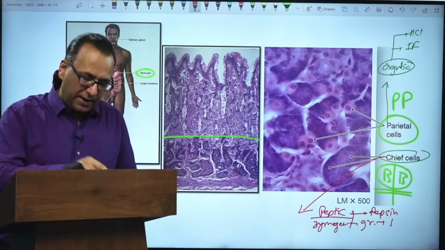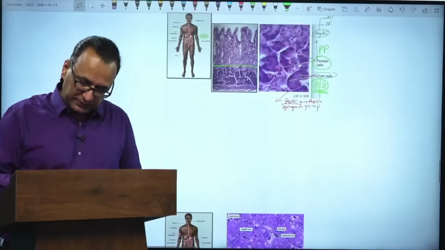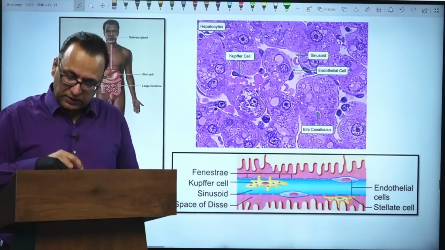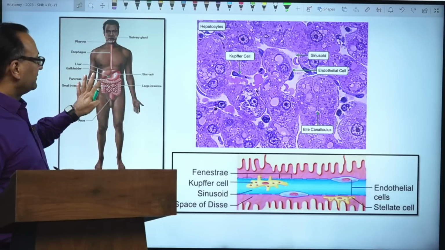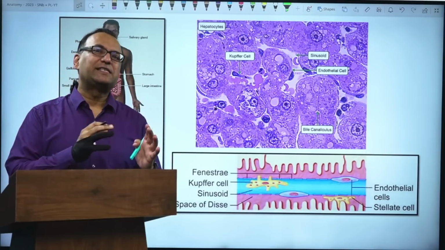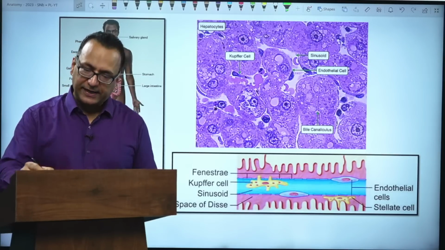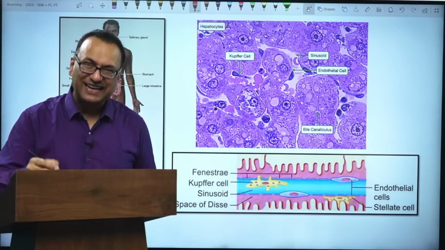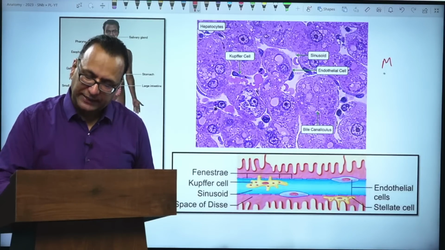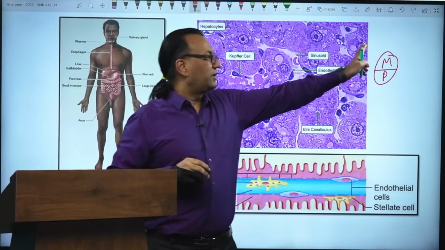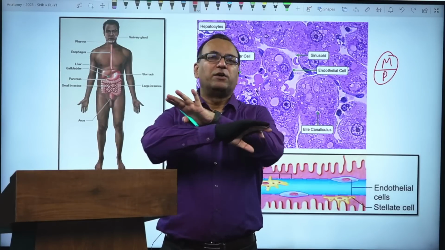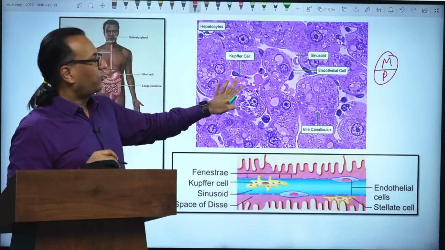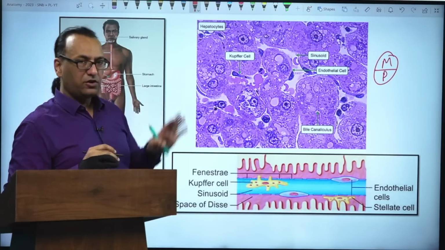Now, what is the other name the examiner was asking? He was asking you about Kupffer cell. Now, Kupffer cell in the liver is a tissue resident macrophage. It is basically a lineage which is monocyte phagocytic series. It's basically a monocyte which has come to liver and become a tissue resident macrophage, and it is Kupffer cell.